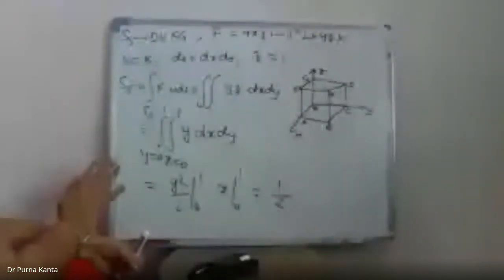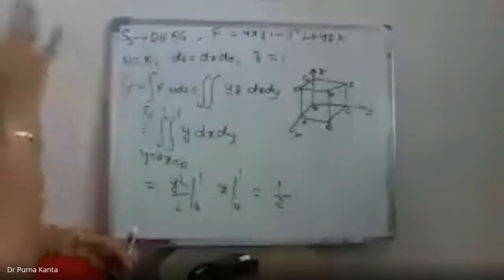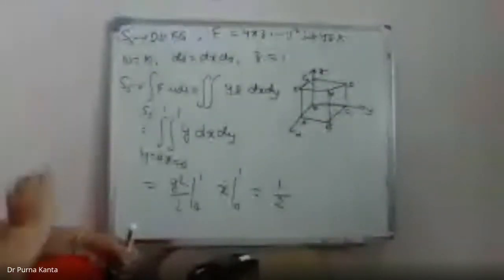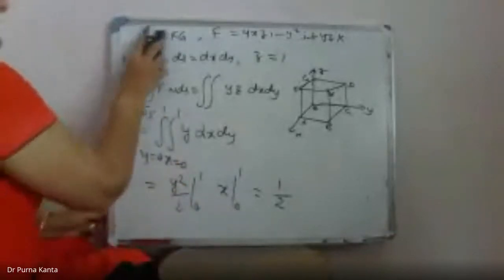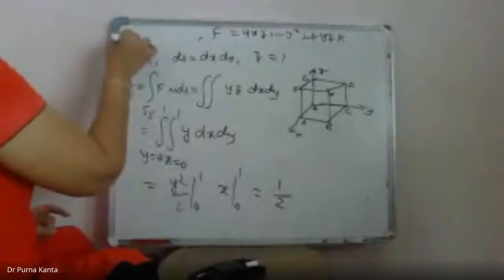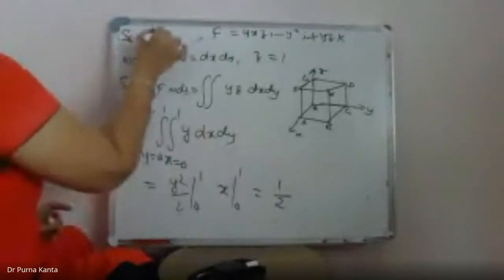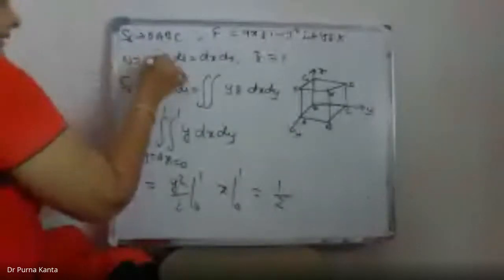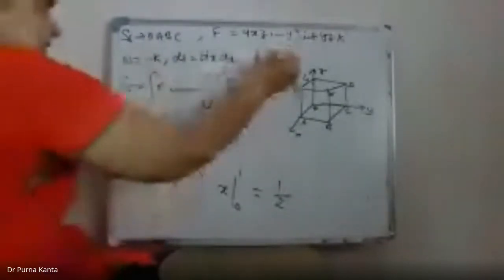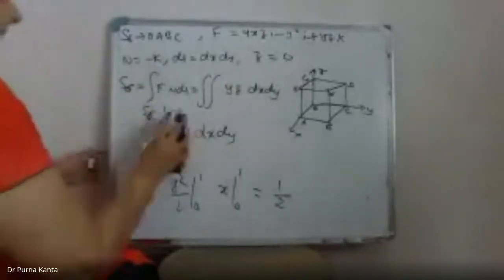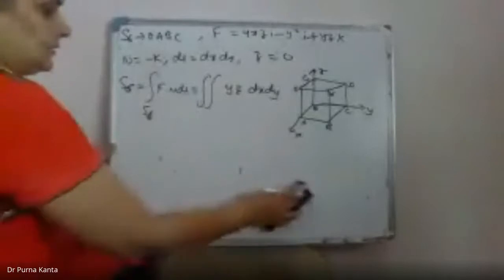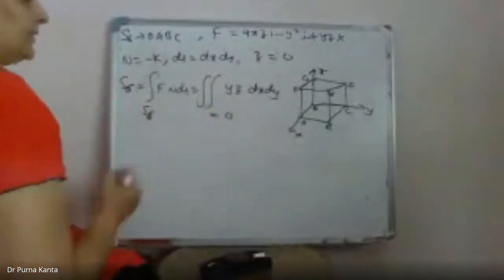Till here we have done this for Stokes theorem, if you remember, for all the 5 faces. In the case of Gauss divergence, you have to consider a closed surface. You have to consider the 6th face also. So we go with now S6, which is OABC. For this, n is equal to minus k, z is equal to 0. So the integral value will become 0.